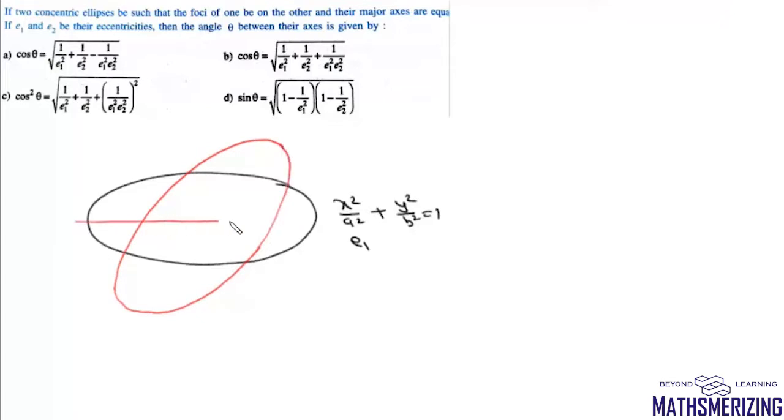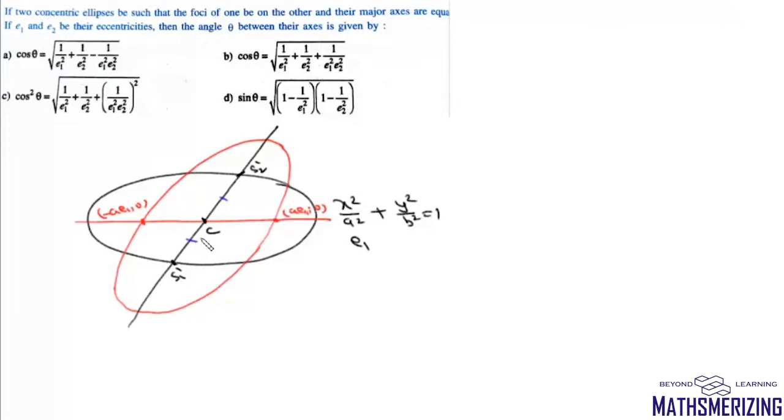which will pass through focus of this given ellipse, which is minus AE1 comma 0, and this is plus AE1 comma 0. And this first ellipse will pass through focus of this second ellipse. Say this is S1 dash and S2 dash. Now this is center of these two ellipses. Now we know that center bisects these two foci.